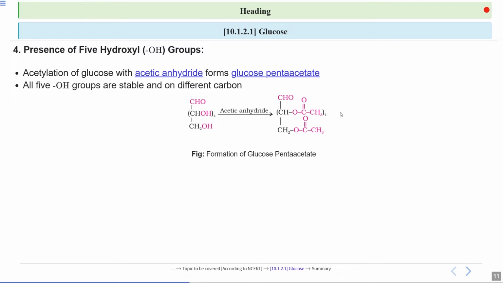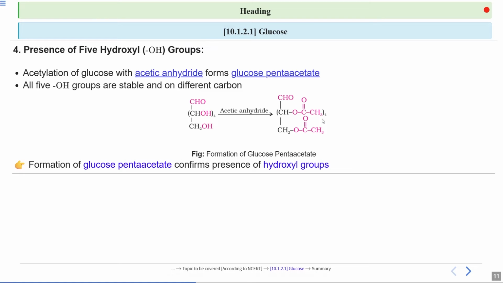So look over here. Now we have 5 acetate groups. All the 5 OH groups are stable on different carbons. So the formation of glucose pentaacetate confirms that glucose contains 5 hydroxyl groups. This experimental evidence is a key step in understanding the molecular structure of glucose.